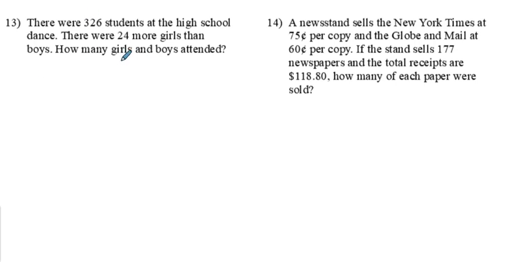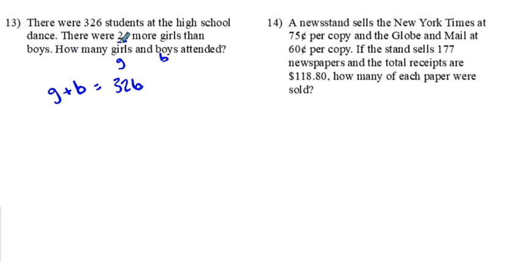I'll call girls G and boys B. That just makes sense to me. It says there were 326 students at the high school dance. So the number of girls plus the number of boys equals 326. We have one equation, and it has two unknowns in it, so we can't solve it yet. We could think of possible pairs and find all the possible sets, but we can't find out what truly happened in this scenario.